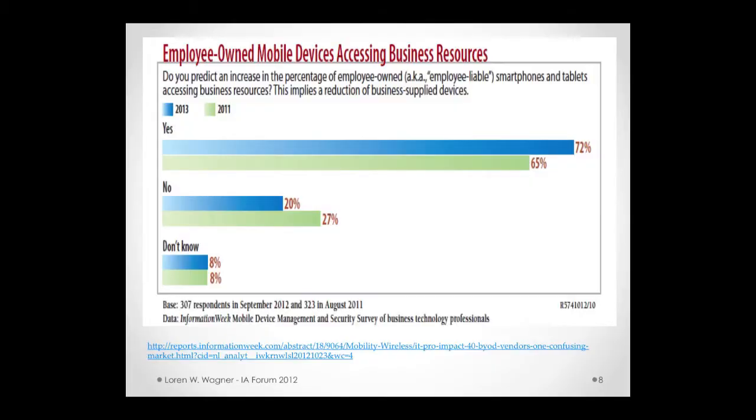This kind of alludes to what I was talking about before. The question is, do you predict an increase in the percentage of employee-owned devices, smartphones, tablets, accessing business resources? This implies a reduction of business-supplied devices. Yes, 72% in 2013, 65% in 2011. And then you can see the no responses. So certainly, we have a movement towards bring your own device, whether it's being sanctioned by a company, whether they actually have policies that apply to it. It is in fact happening, and people are bringing their devices into the workplace.